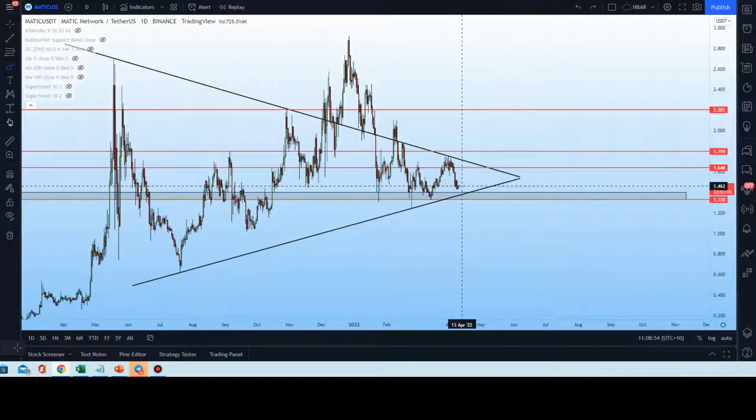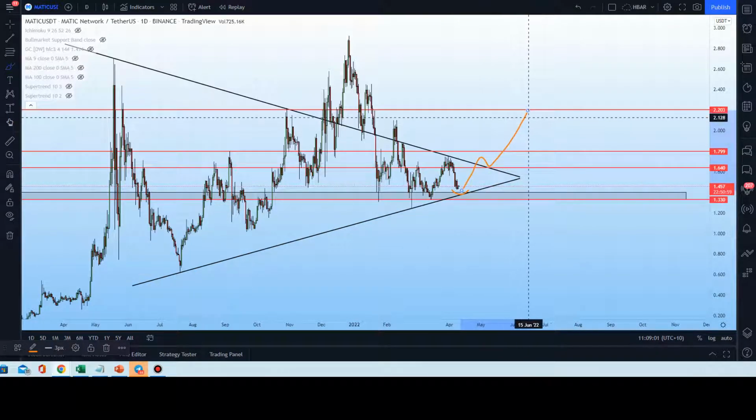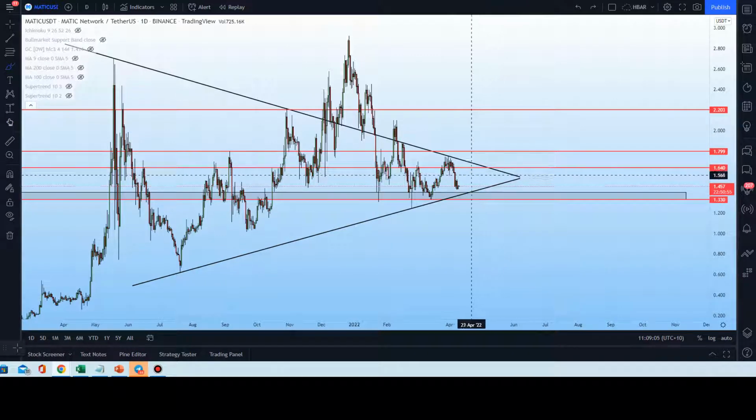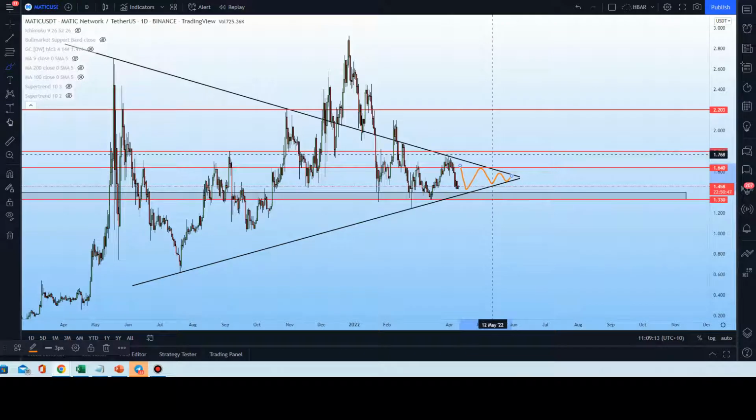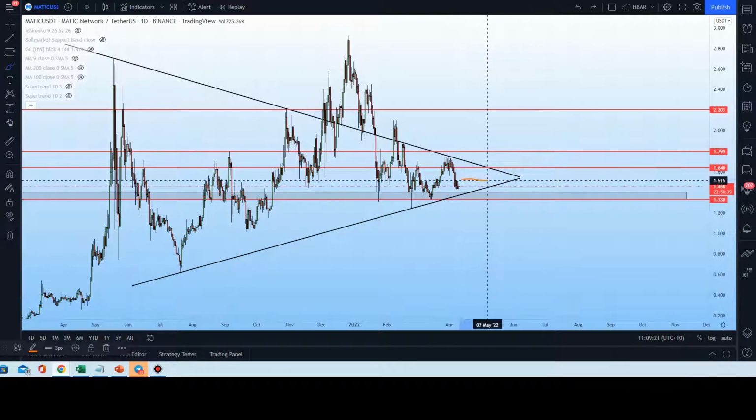Alternatively, if we find support here and break upwards, we can see an extended move continuing upwards for Matic network. It is very hard to say exactly where it's going to break, because we do have to keep in mind that this is a neutral pattern. So as long as we remain in a neutral pattern, it's very difficult to predict the direction we're going to break until we have that breakout, or until we have our momentum indicators strongly pointing upwards, which will require the price to converge closer to the convergence point.